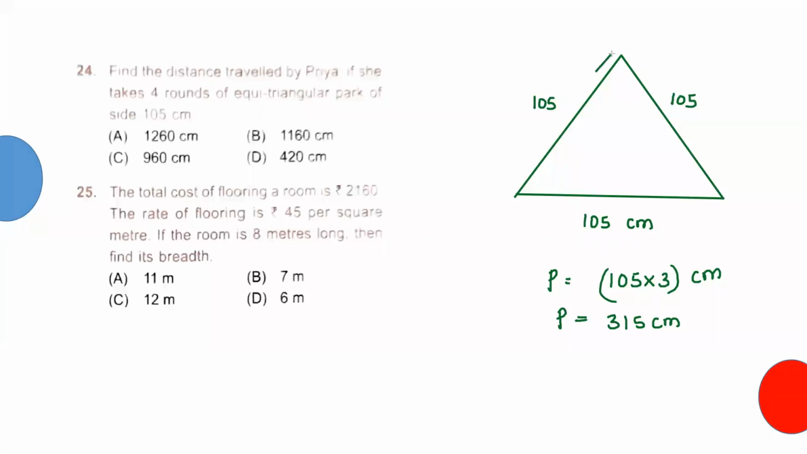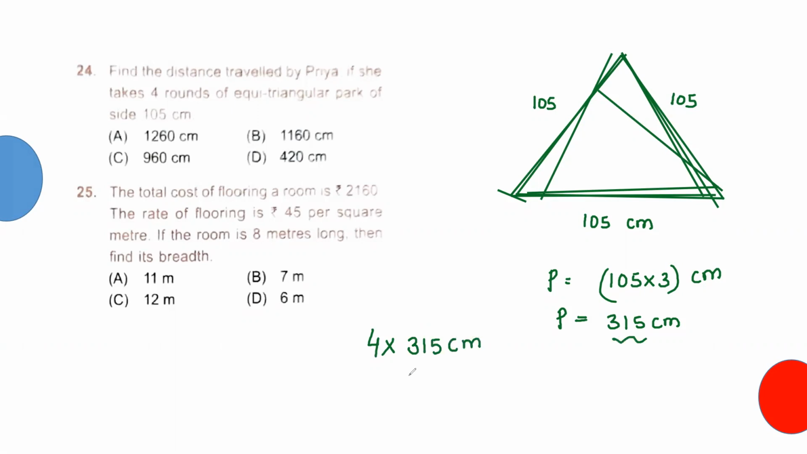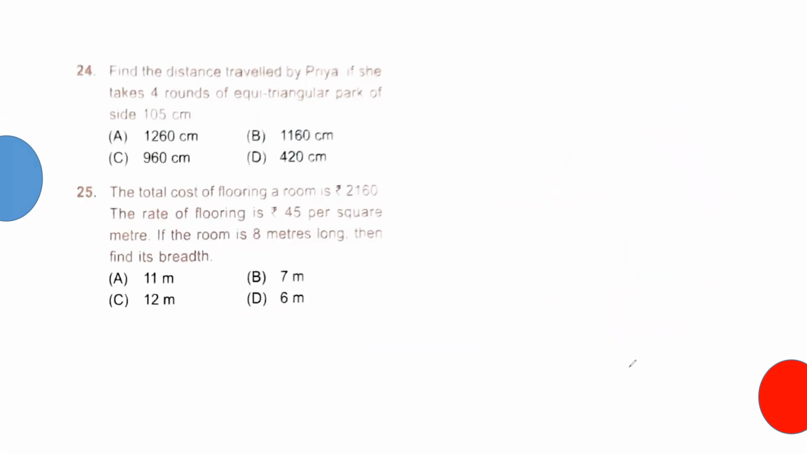So now what is happening? It is having 4 rounds. One round is like this, then another round like this, and then another round like this. So how many rounds? 4 rounds. So what is the perimeter? In one round he covered this much, so in 4 rounds he will cover this much. So 4 times 315, so you can mark the answer that it will be 1260 centimeter without even solving, because I can see 4 times 3 is 12. So let's go to the next question.